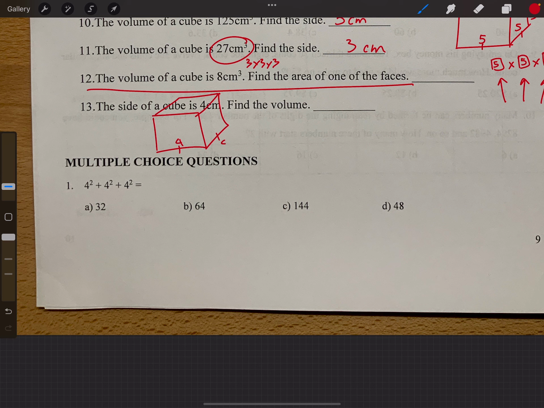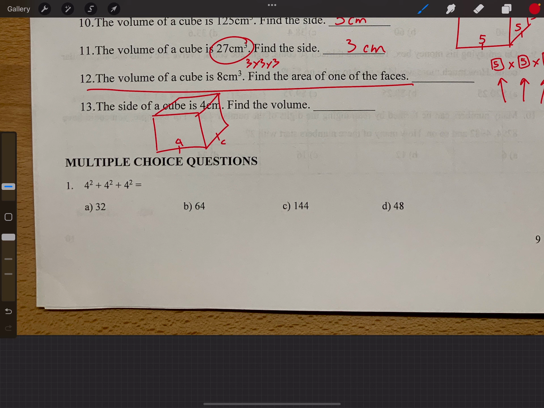Now the question is, we need 9 of them. So you're going to multiply this number. So 1 fork costs this much, now how much would 9 forks cost? So you're going to multiply this by 9. Okay, multiply by 9 and then get the answer for the multiple choice.